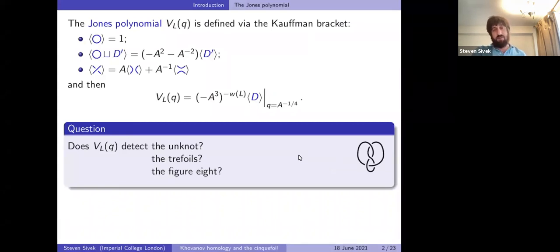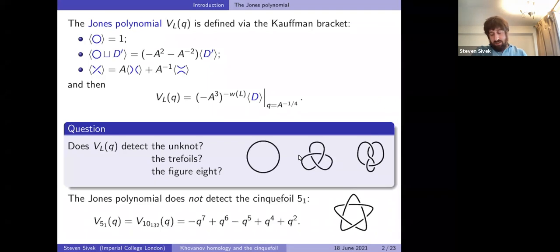On the other hand, if you look at the standard, say, Rolfsen knot tables, the next one, we do know the answer. It doesn't detect the cinquefoil, the (2,5) torus knot, which looks like this. This is its Jones polynomial. You can take my word for it if you want, or look it up on the Knot Atlas. It's the same Jones polynomial as the knot 10_132. So it's definitely not a complete knot invariant.